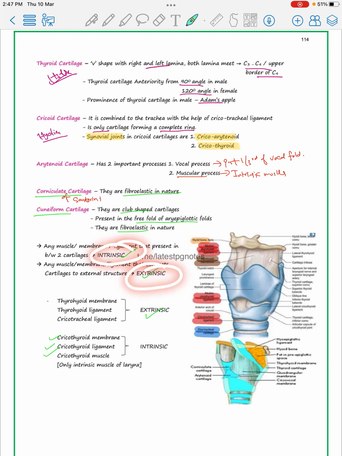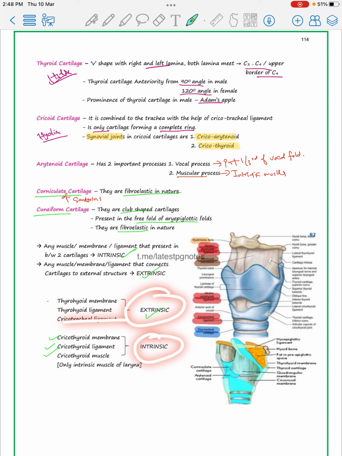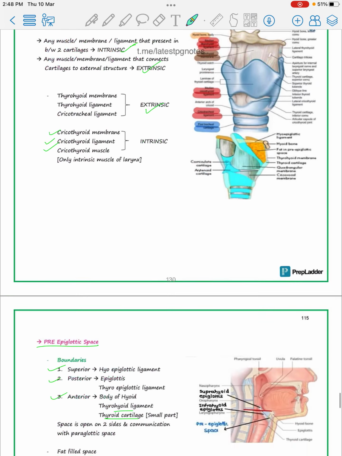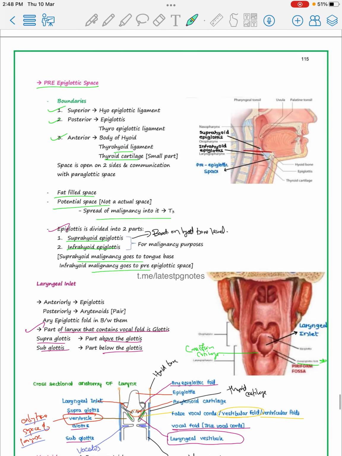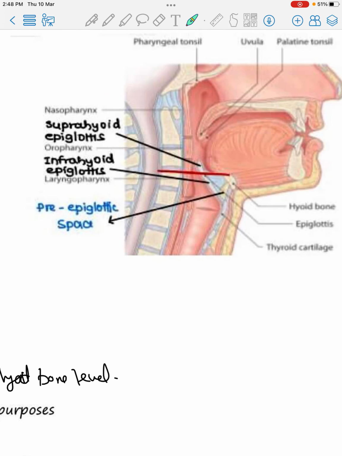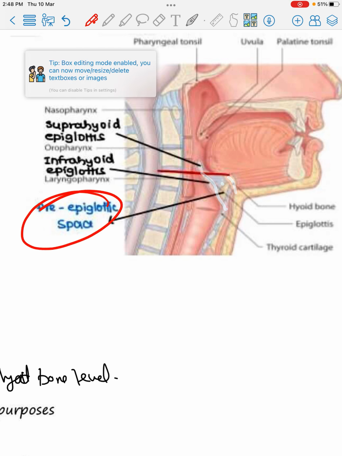Intrinsic muscle extension we have seen there, thyrohyoid ligament. Then the cricotracheal extrinsic, the intrinsic ligaments you have seen, cricothyroid ligament, the cricothyroid muscle. Okay, then it's very important to see about the pre-epiglottic space, as I said earlier, between the hyoid bone and the epiglottis, where there will be fat accumulation.